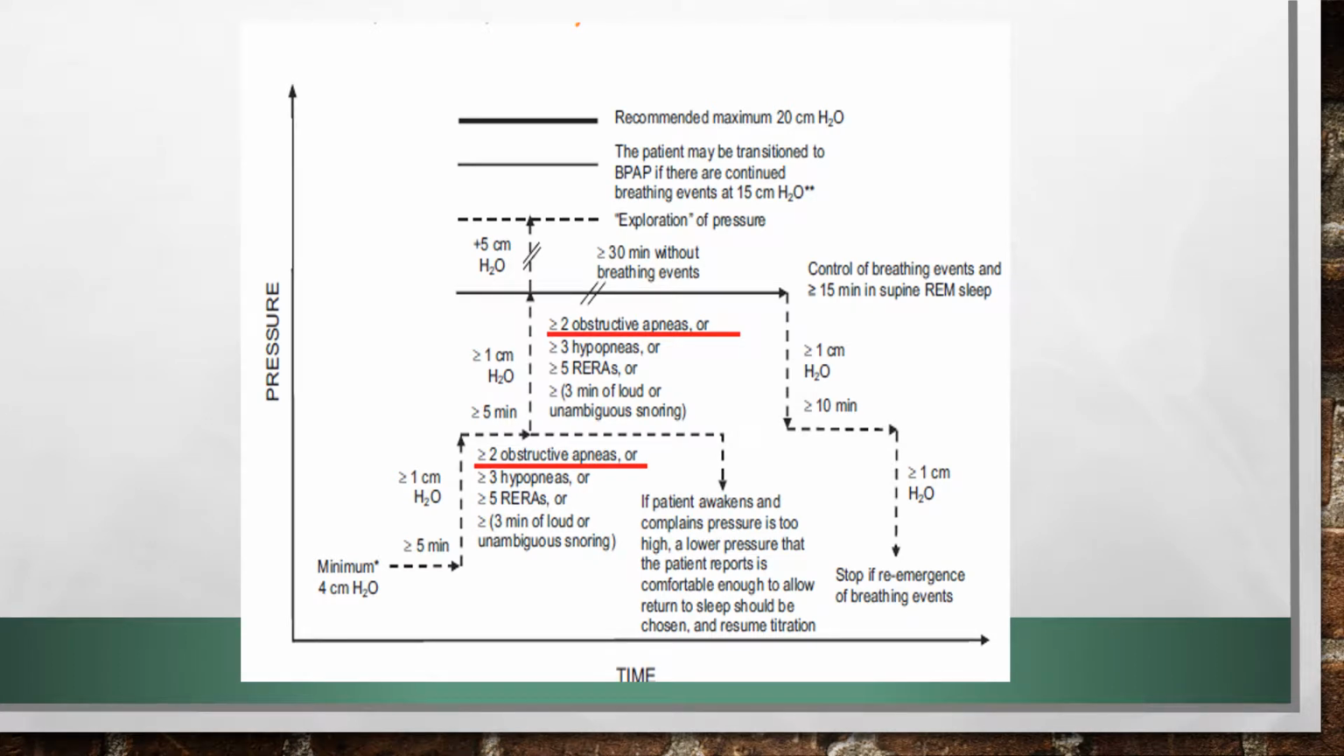Okay, let's move on. So this is an algorithm of how to do a CPAP titration. All of the rules we've just covered are basically displayed in front of you. You just have to know how to follow the map. So we're going to start in the bottom left-hand corner.